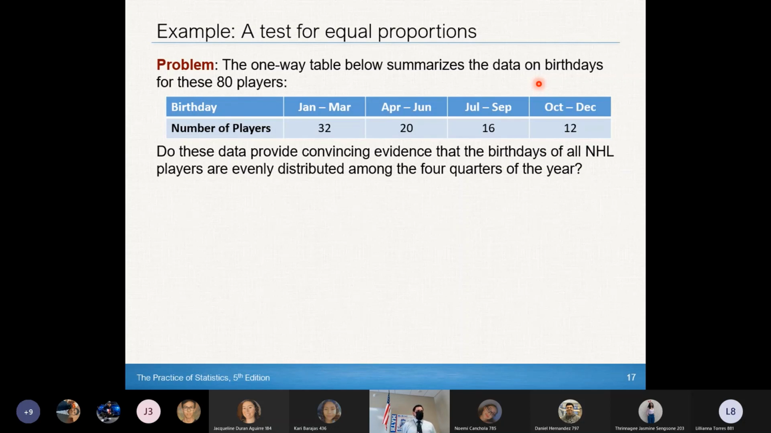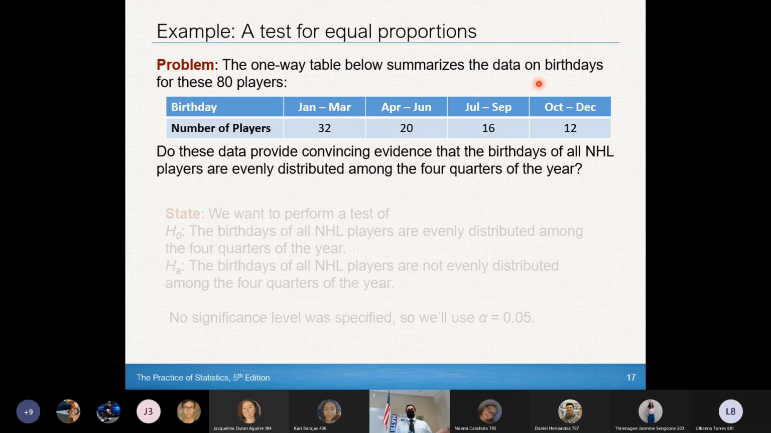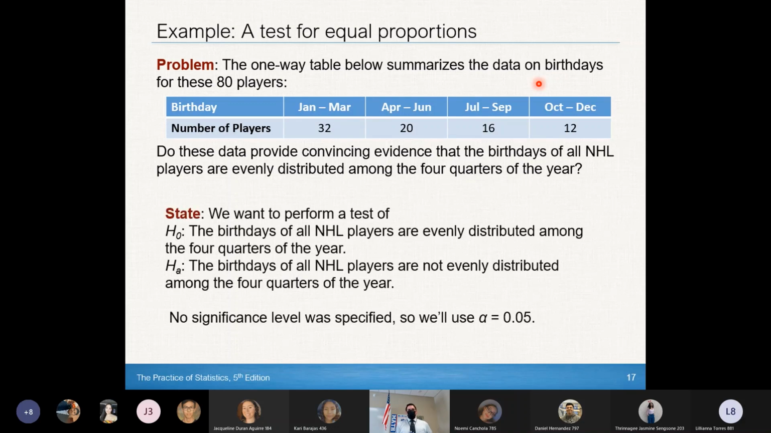Do these data provide convincing evidence that the birthdays of all NHL players are evenly distributed among the 4 quarters of the year? And so begins our 4-step process. Any inference involves a 4-step process. So we state we want to perform a test of the null hypothesis: the birthdays of all NHL players are evenly distributed among the 4 quarters of the year, versus the alternative that the birthdays of all NHL players are not evenly distributed among the 4 quarters of the year. No significance level was specified, so we'll use an alpha equaling 0.05.